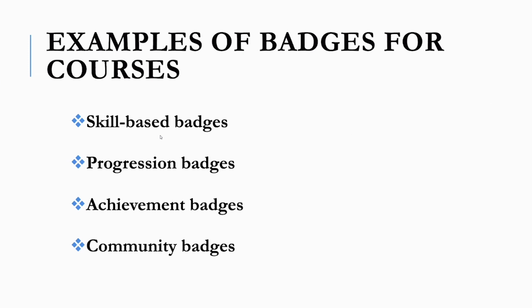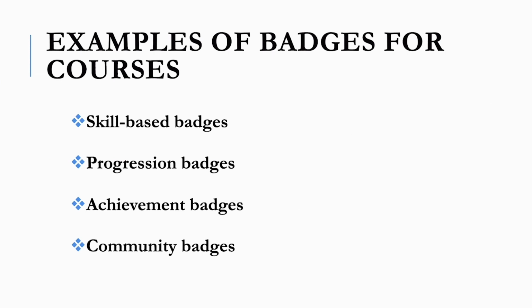Here are some examples of badges for courses. The effectiveness of digital badges in the classroom depends on the learning objectives, as we mentioned. The other factors are student population and the type of badges used. Here are some types of digital badges that can be effective in your classroom: skill-based badges, progression badges, achievement badges, and community badges. Ultimately, the effectiveness of digital badges in the classroom depends on how they are designed and implemented. Badges should be aligned with learning objectives and provide meaningful recognition for students' accomplishments. They should also be used in conjunction with other forms of feedback and assessments to provide a comprehensive view of student progress and performance.